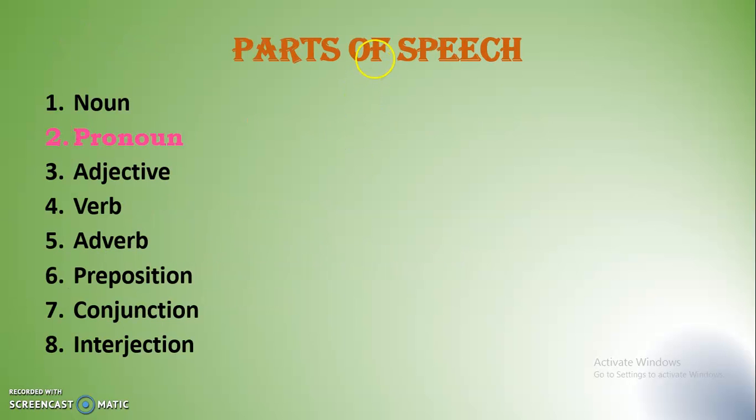So we all very well know that there are 8 parts of speech in English: noun, pronoun, adjective, verb, adverb, preposition, conjunction, and interjection. So in these parts of speech, we are going to learn today the second one, the pronoun.